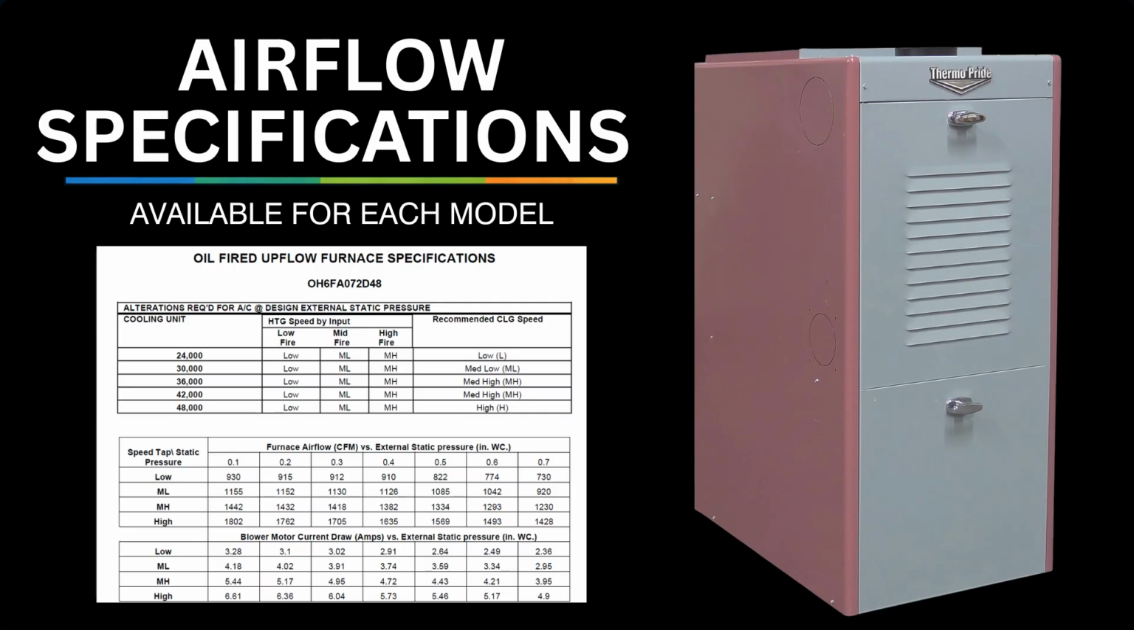Now that we understand why airflow is critical, the first step is to determine what the correct airflow should be for the installation. The quickest way to do that is by using the airflow charts provided in the specification sheets for each furnace model. These charts show the relationship between external static pressure and delivered airflow in CFM.